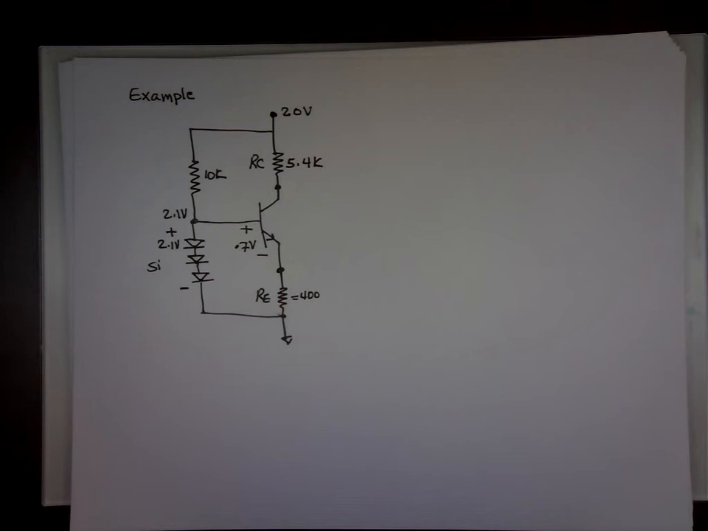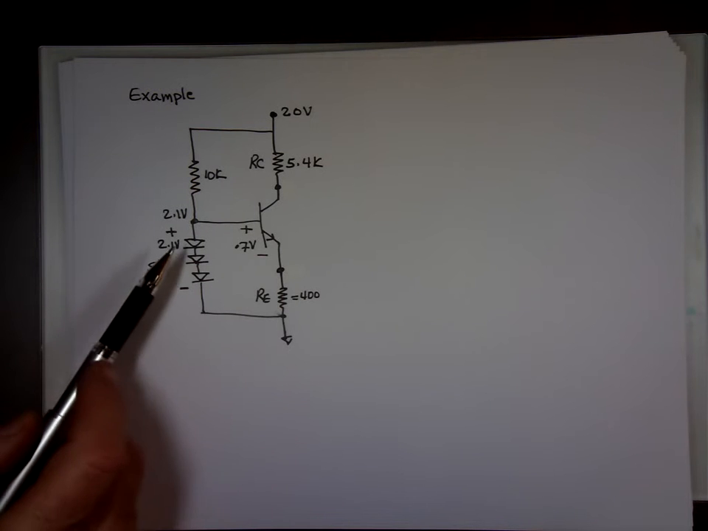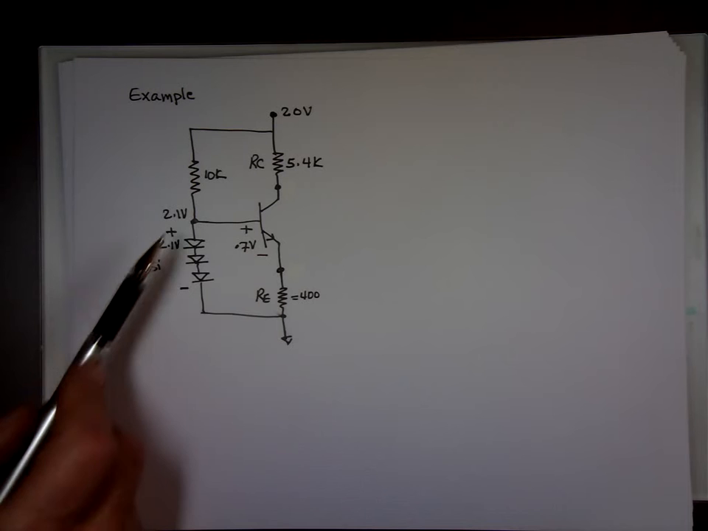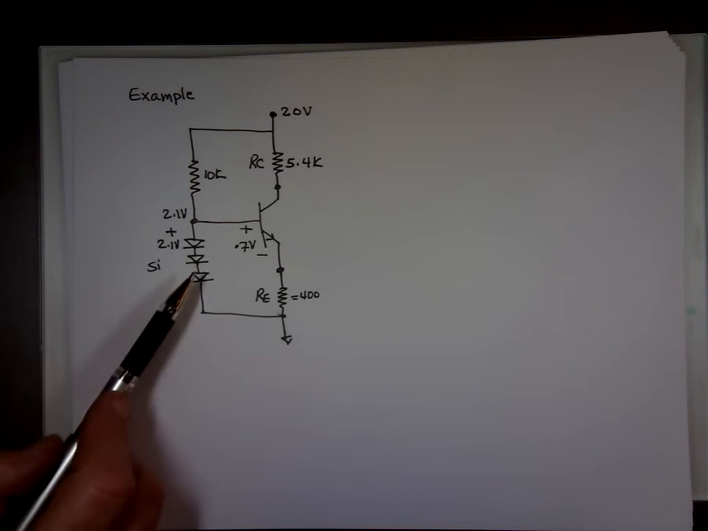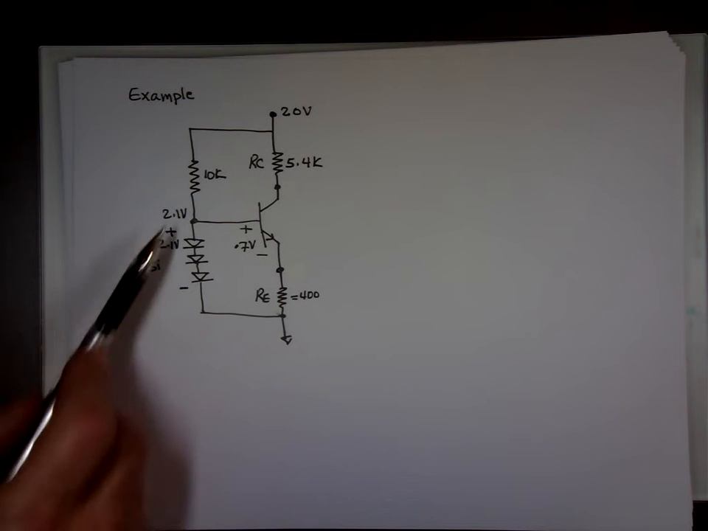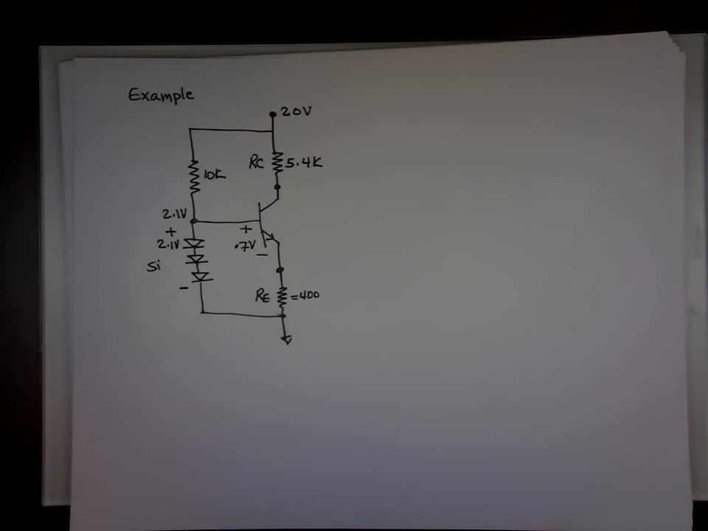Okay, let's take this example. For the diodes to be on, assuming they're silicon diodes, you need 0.7 volts from here to there, 0.7 from here to there, 0.7 from here to there. That will make it 2.1 volts here.